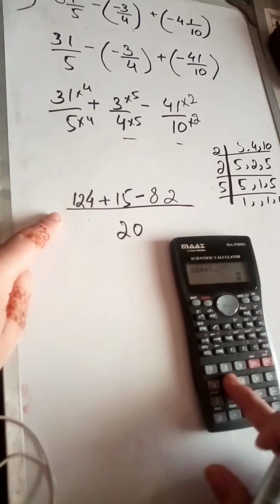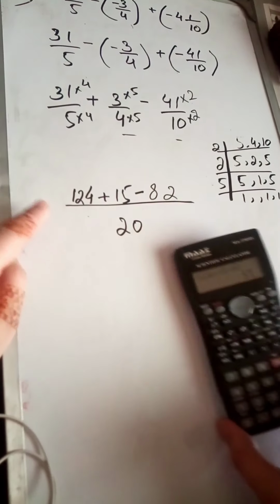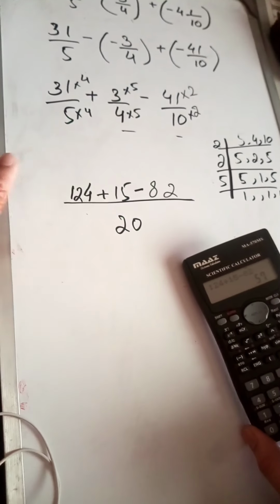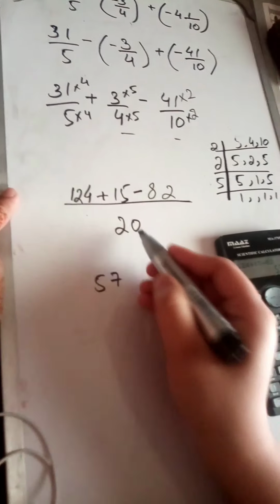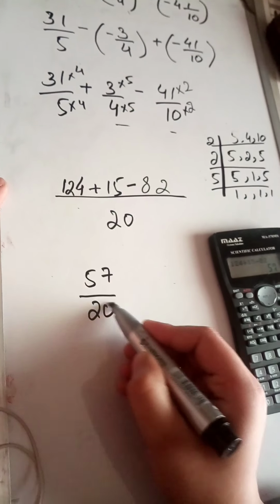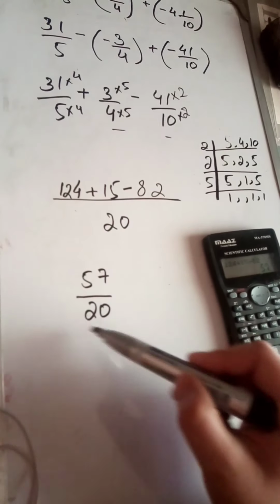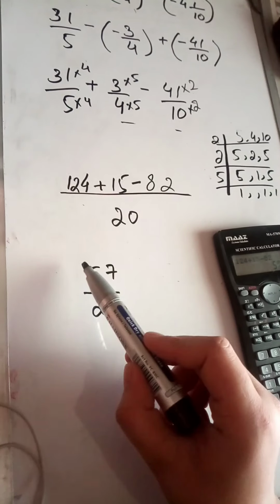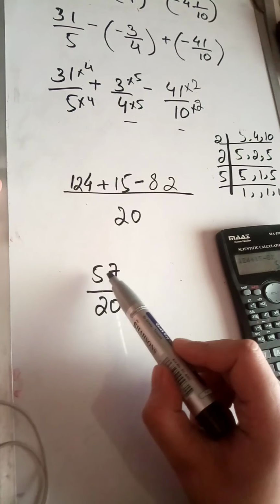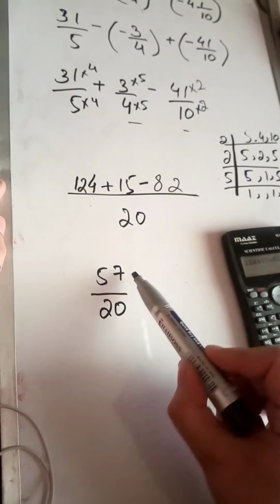124 plus 15 minus 82. Okay, after solving these three numbers, so three terms, we get the answer 57, and our denominator is 20. Now students, you can observe that this is an improper fraction. Why so? Because our denominator is smaller than our numerator. The term in our numerator is bigger than our denominator.